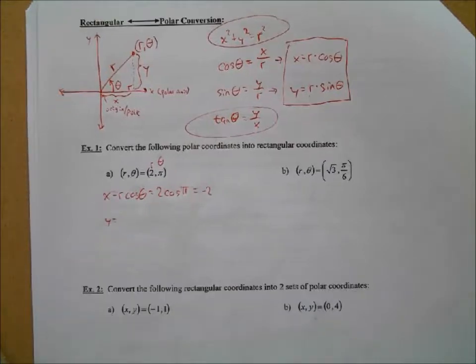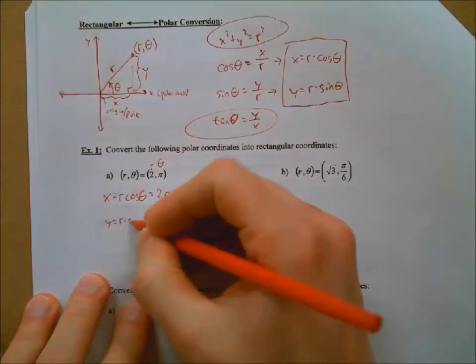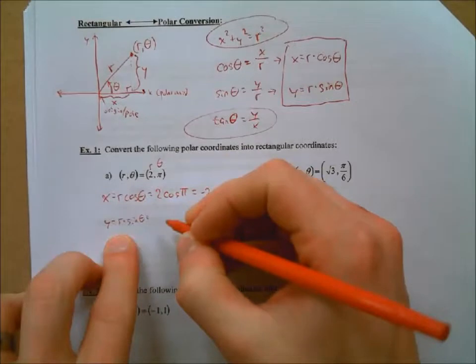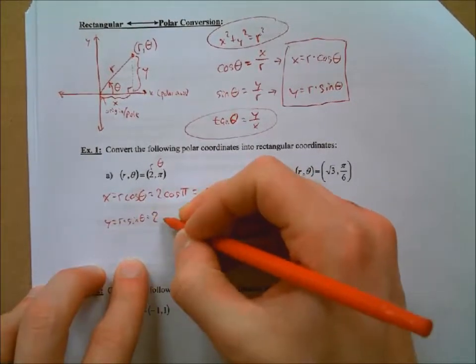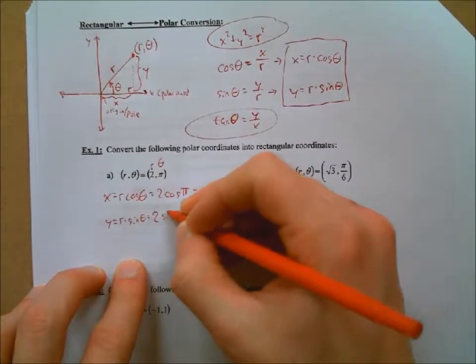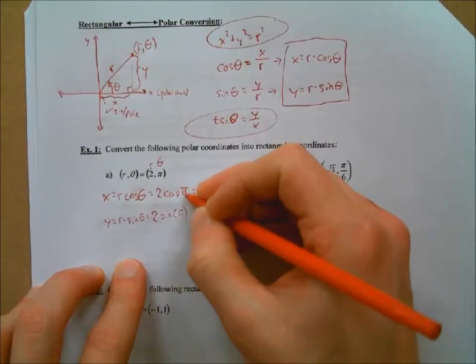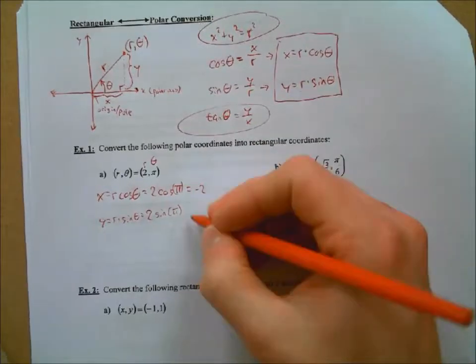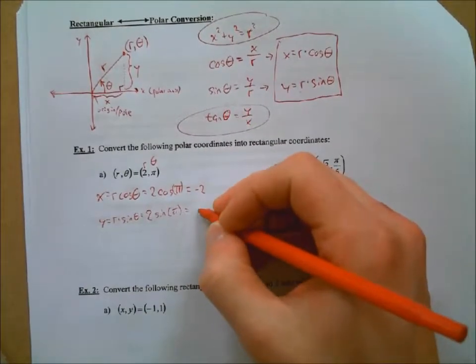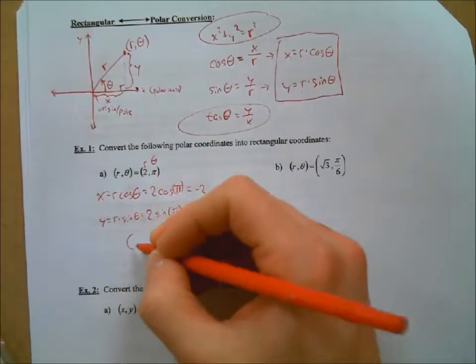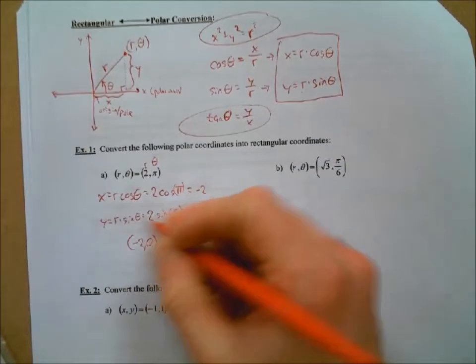Let's do y. Y equals r times the sine of theta. So again, our r is still 2, and then sine of theta is sine of pi. Sine of pi is 0, times 2 is still 0. So we get the point (-2, 0) in x, y coordinates.